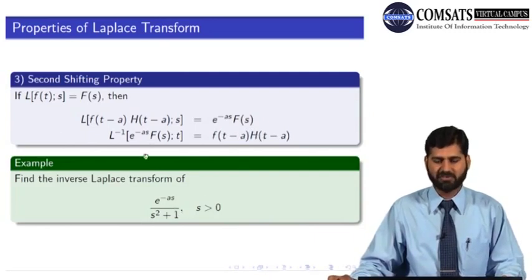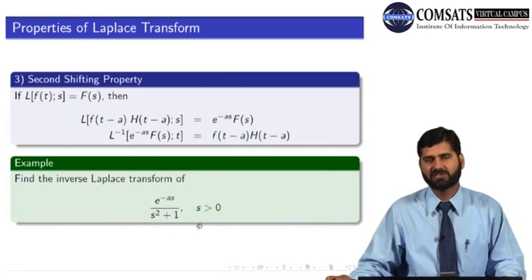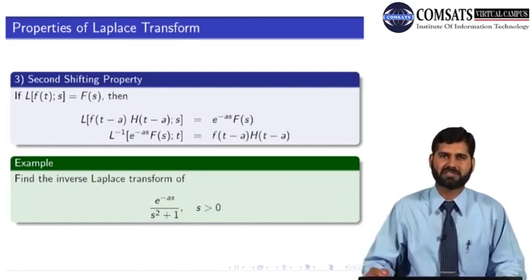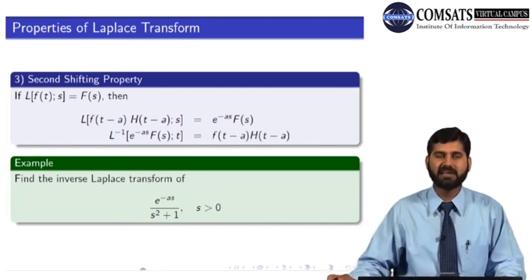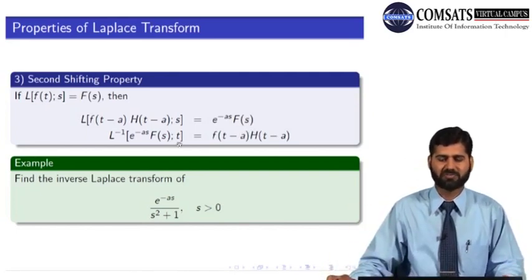Here, it's very easy. What is your capital F(s)? It is 1 over s square plus 1 only. What is the Laplace inverse of 1 over s square plus 1? It is sine t. But because e to the minus as is multiplied, I will change my t from t to t minus a. So it will become sine of t minus a. But when you do that, you multiply the Heaviside function as well. So the answer of this example is sine(t minus a) times h(t minus a), means multiplied by the Heaviside function. It's very easy to use this property for this example.